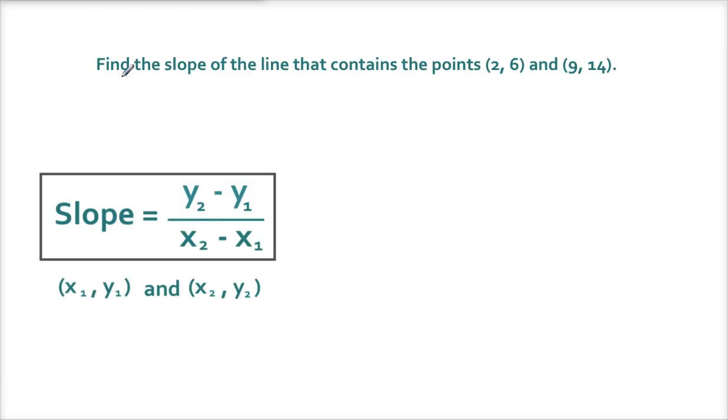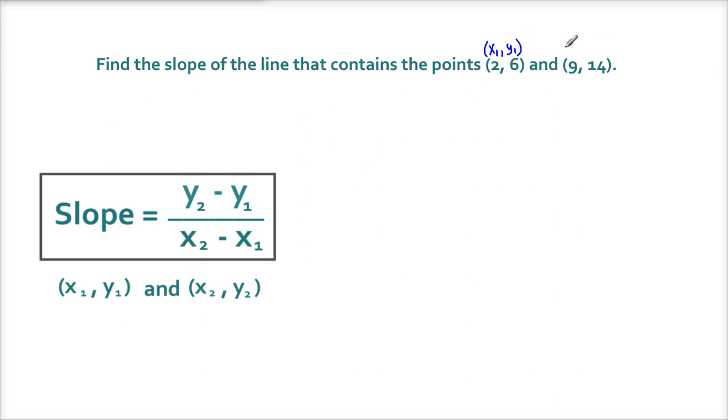So the question says, find the slope of the line that contains the points (2, 6) and (9, 14). So we're not given the graph, we don't know what the graph looks like, and we're not even going to draw the graph because we can just use this formula to figure out the slope. So first things first, these are our 2 points. So let's label these 2 points with these variables. So (2, 6), we're going to label as x1 and y1. So 2 is x1, 6 is y1, because that's the first point.